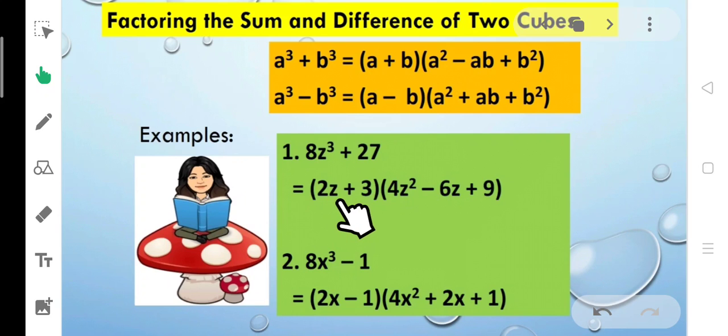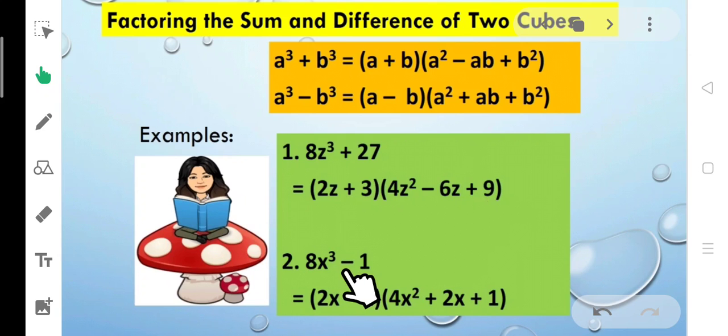Square 2z, meaning 2z times 2z. So that is 4z squared. Then for the middle term, just multiply 2z times 3, that is 6z. And then use the opposite sign, so we have negative 6z. Then for the last term, we have 3 times 3. We have positive 9. Okay?